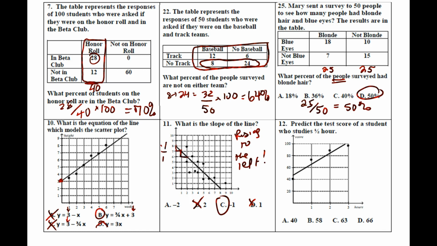Predict the test score of a student who studies in half an hour. Now, I'm going to put watch here because a lot of people mess up on this problem. So a half hour, these are going by 1 hour. This is 1, this is 2, and this is 3. So half an hour is right here. So we go up, go up, go up, go up. That is a little bit less than 60. Okay, so the only answer that makes sense would be 58.